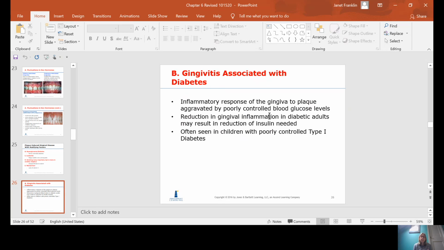So diabetes is huge. There's a huge link between diabetes, uncontrolled diabetes, and periodontitis. And so on a diabetic patient, you kind of look at it and you go, which came first? Is the diabetes causing the periodontitis or gingivitis? Or is the gingivitis or periodontitis causing their blood sugar and their diabetes to not be controlled?